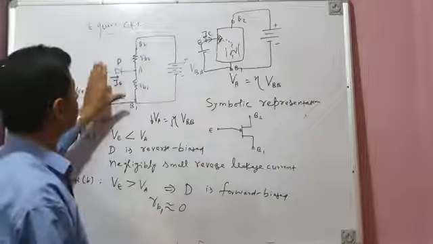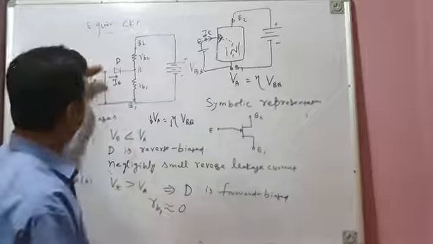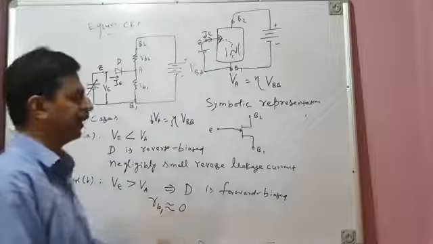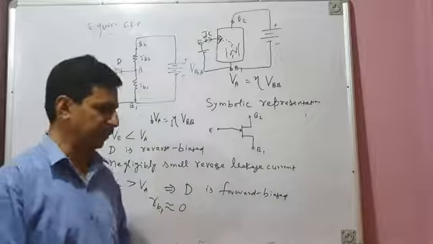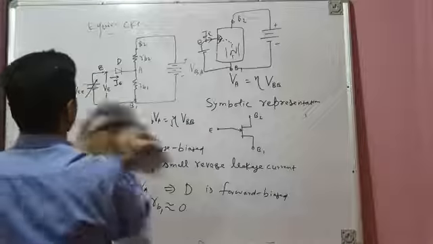When UJT is in the off state, RB1 is very high, of the order of kilo ohms. And when UJT goes into conduction by making VE greater than VA, RB1 nearly falls to equal to 0. So this explains the operating principle of a UJT.